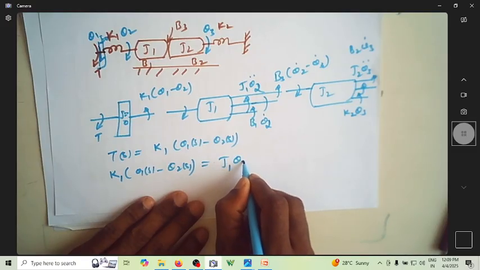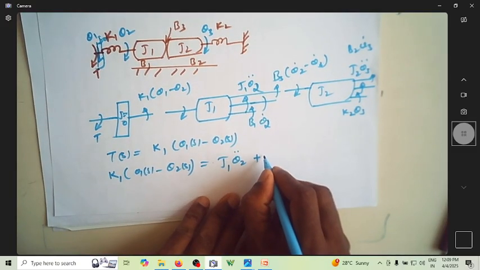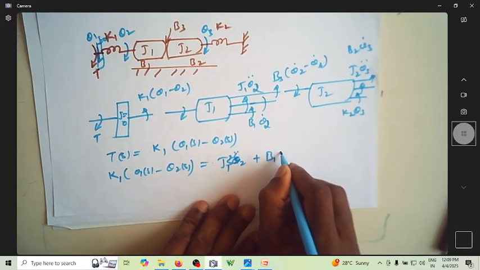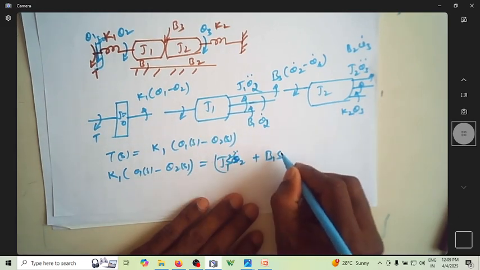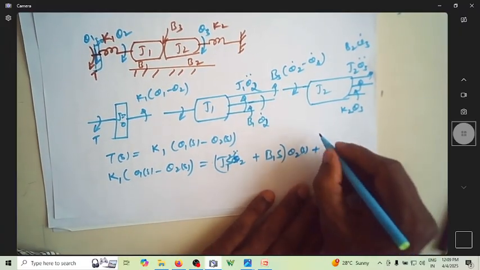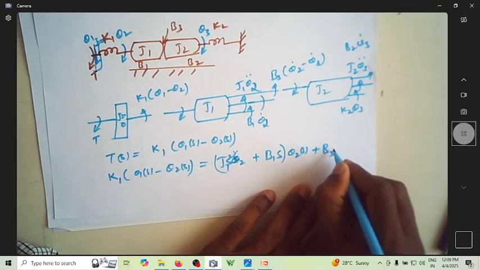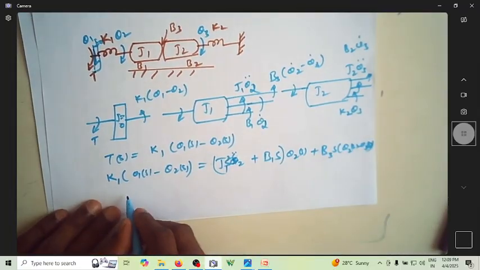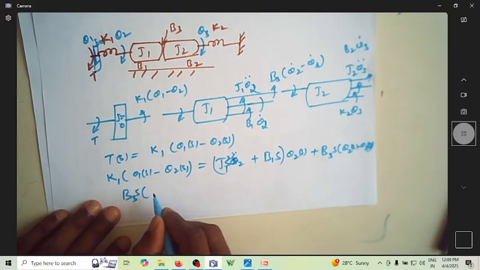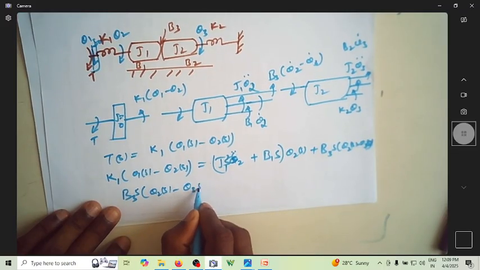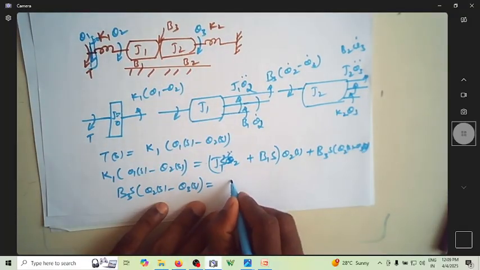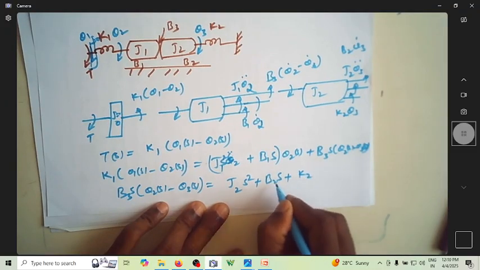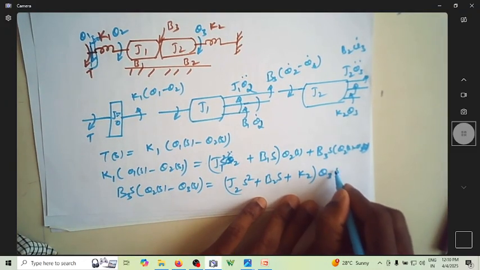J1 S square plus B1 S, which is nothing but theta 2 of S, plus, due to this B3, it is B3 S (theta 2 of S minus theta 3 of S). This acting force, B3 S (theta 2 of S minus theta 3 of S), is equal to the opposing force. One is due to (J2 S square plus B2 S plus K2) theta 3 of S.